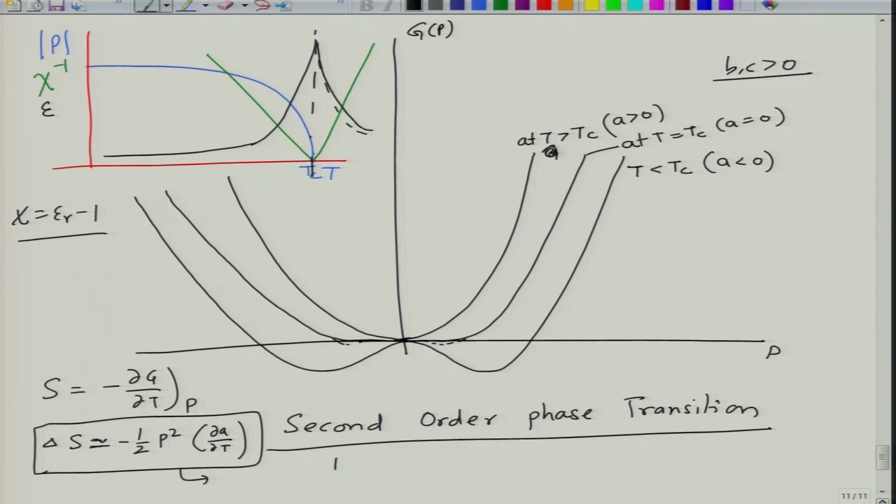It is seen in materials such as Rochelle salt, KH2PO4 etc. Okay. So, what we will do is that we will stop here.